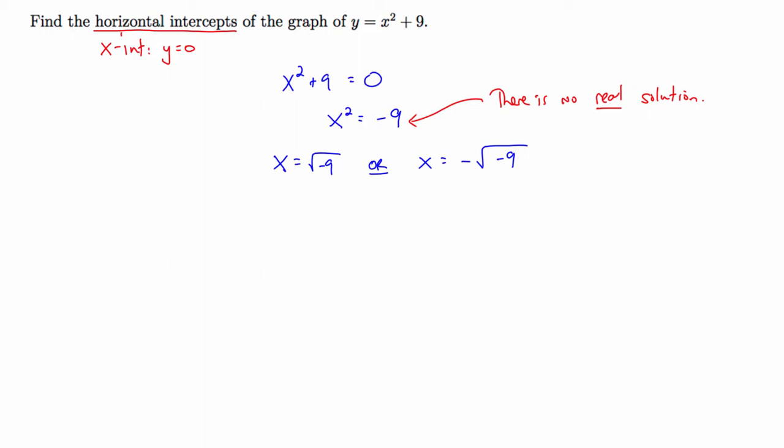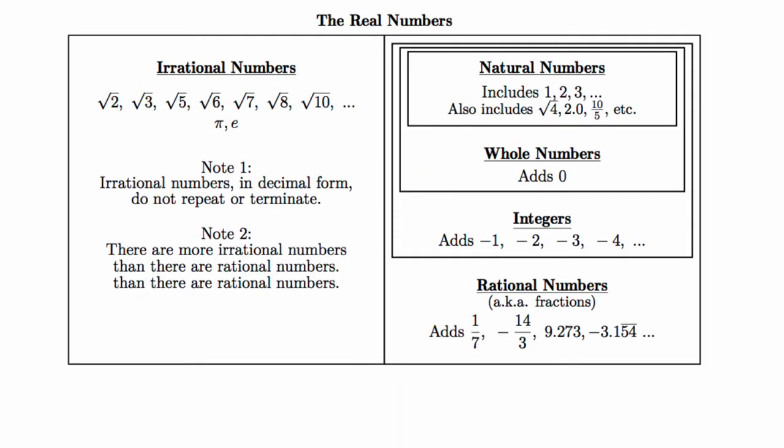That is very different than saying there is no solution at all. The fact is there are two solutions and we have found them, the square root of negative 9 and the negative square root of negative 9. These are simply numbers that don't fit on the number line. These two numbers are what we call imaginary numbers.